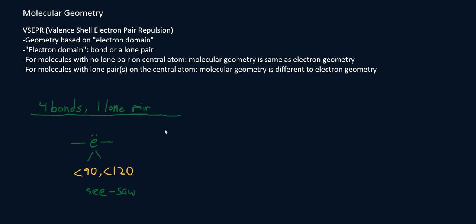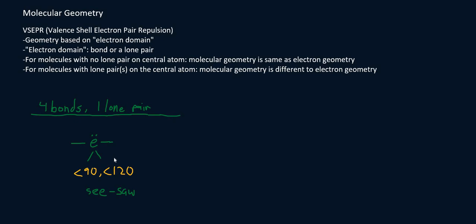So next up, we've got 4 bonds coming off the central atom with 1 lone pair. And this is going to give us 5 domains again, which means our electron geometry for this structure is going to be trigonal bipyramidal. But the molecular geometry is going to be called seesaw. And that's because the structure is going to take on a shape that kind of looks like a seesaw, with the 2 bonds coming off the bottom and the 2 bonds coming off the sides.